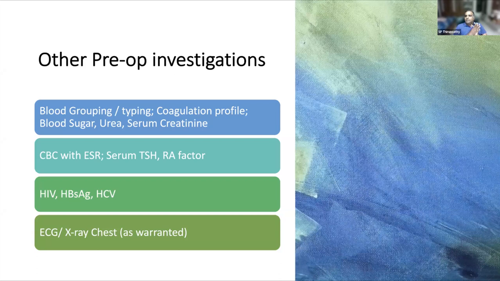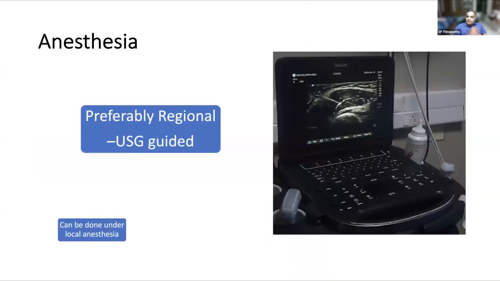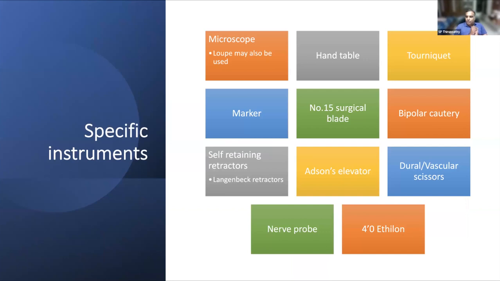From a surgical point of view, these are the basic investigations we go for: grouping, typing, coagulation profile, urea, sugar, creatinine, and ESR is very important. TSH, RA factor, and serology, ECG, and chest X-ray as warranted. It can be done under local anesthesia, but we prefer regional anesthesia with ultrasound guidance. And the specific instruments to keep on the table: microscope, loupe may also be used, hand table, tourniquet.